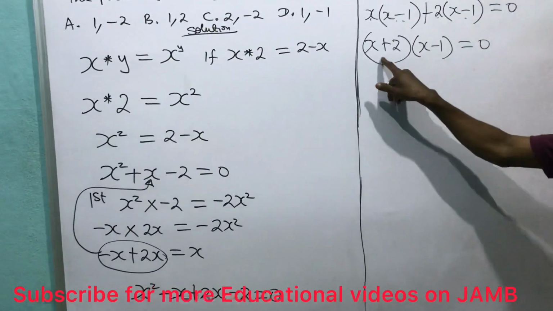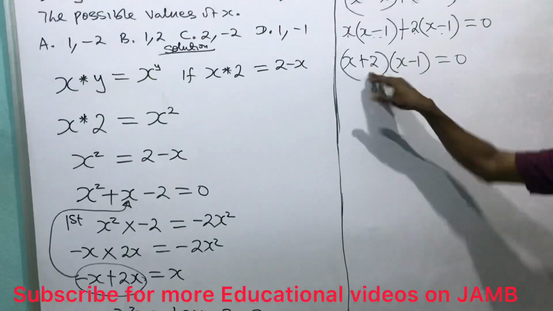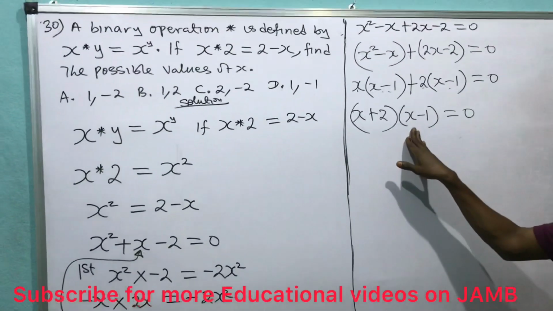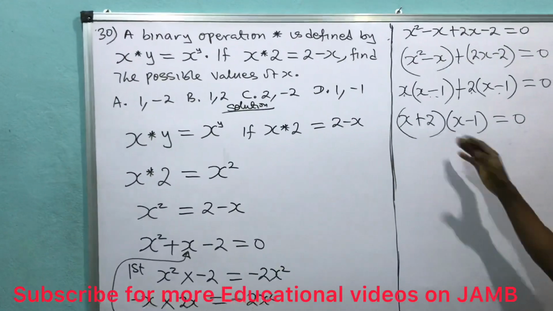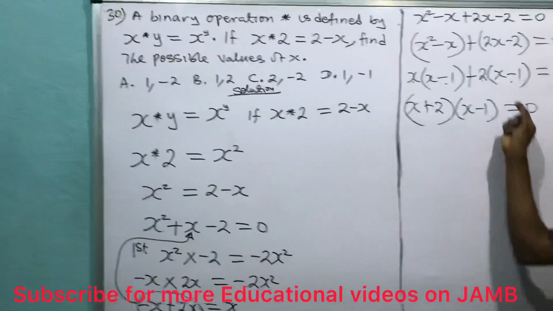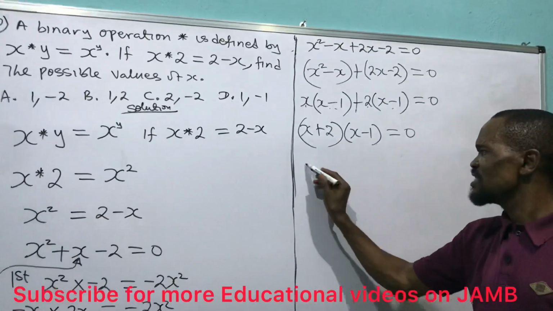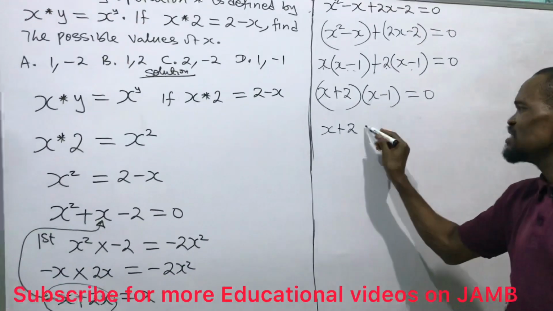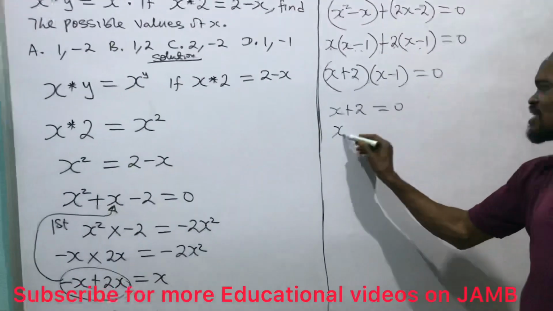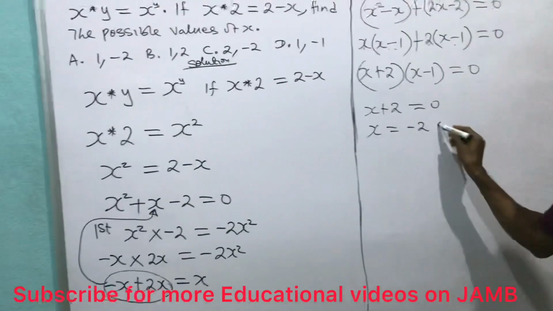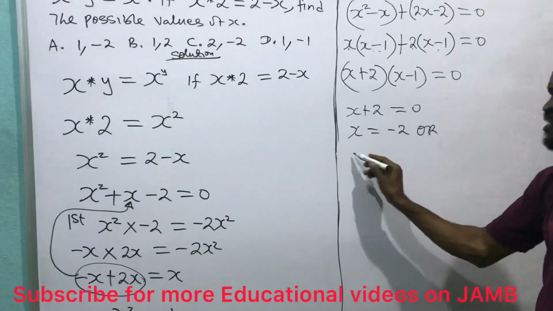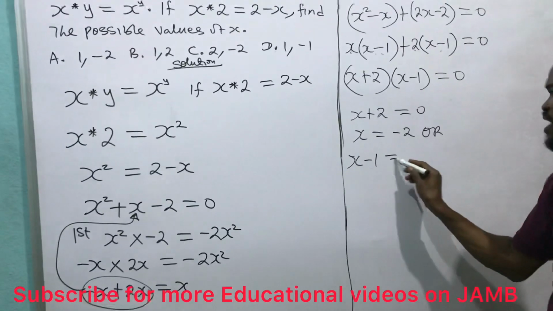It implies that either one of them is 0, or two of them are 0. Either this one is 0 or this one is 0, or both of them are 0. That's what causes them to multiply and the answer becomes 0. Therefore, I can say x plus 2 is 0, then I can say that x is equal to minus 2. Or no, x minus 1 is 0.